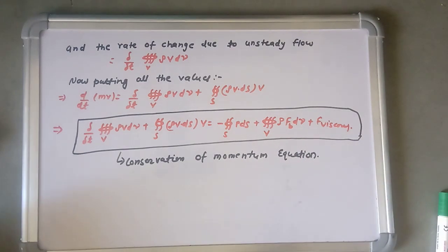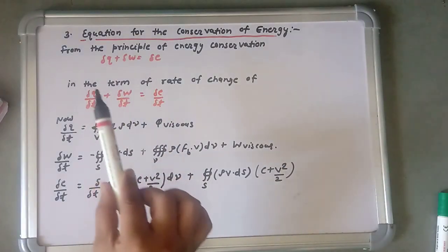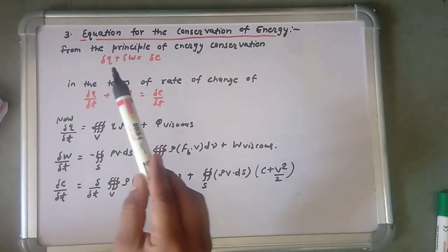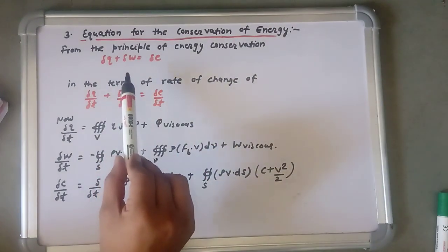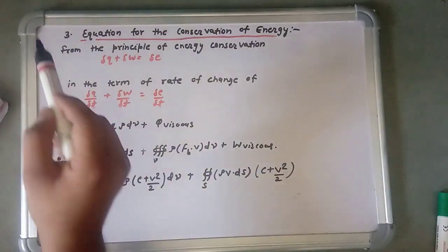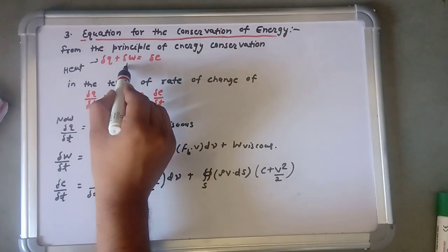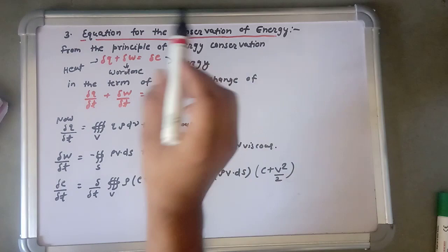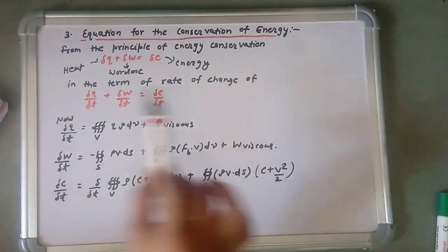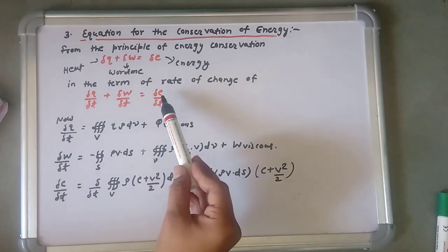Now we will find the governing equation for the conservation of energy. In deriving the equation, first consider that from the principle of energy conservation we know that del q plus del w equals del E. Here del q is the amount of heat, del w is the work done, and del E is the energy. In terms of the rate of change, del q by del t plus del w by del t equals del E by del t.